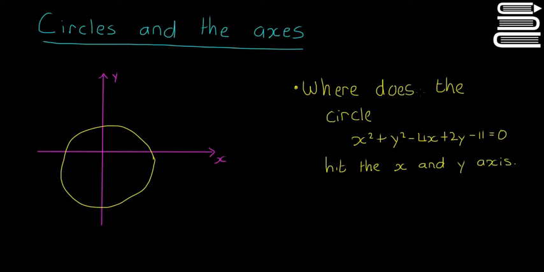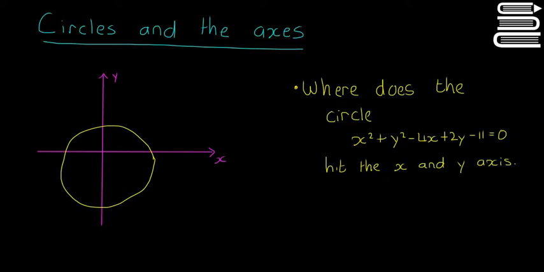So yeah, the first question is, where does the circle x squared plus y squared minus 4x plus 2y minus 11 equal to 0 hit the x and the y axis? So how are we going to do this? We know that on the y-axis, what do we know about x? We should know that x is equal to 0 on the y-axis, right? So I'll write that down.